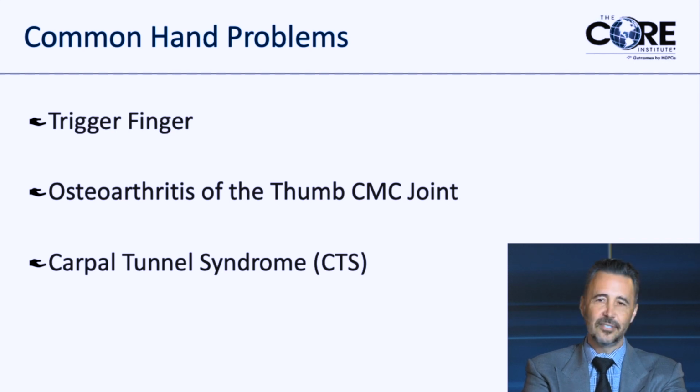Our common hand problems this evening we're going to talk about are trigger finger, arthritis of the thumb, and carpal tunnel syndrome. So I'm sure a lot of people out there have had issues with this in the past, or maybe know somebody who's had issues with this. And the plan tonight is to go through these, and of course at the end we'll be taking some questions from the audience as well.